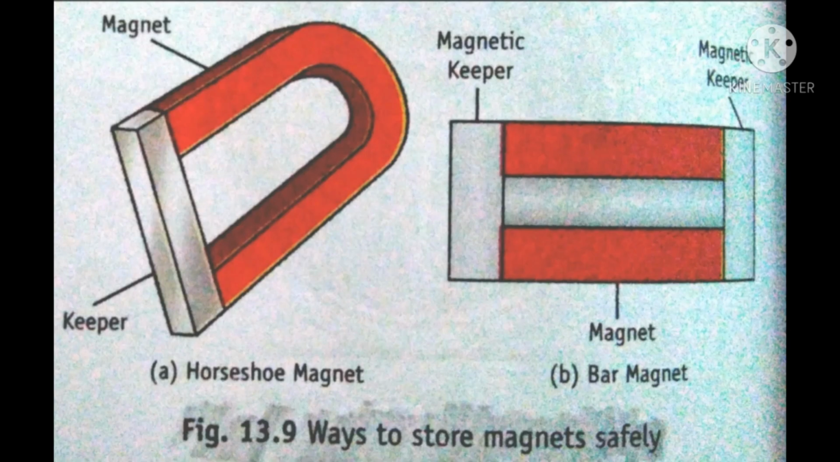To avoid self-demagnetization, bar magnets are kept in a pair separated by pieces of wood, with unlike poles alongside each other. Pieces of iron called keepers are placed across both ends. A horseshoe magnet needs only one keeper across its poles. See the image. Likewise, we have to store it.